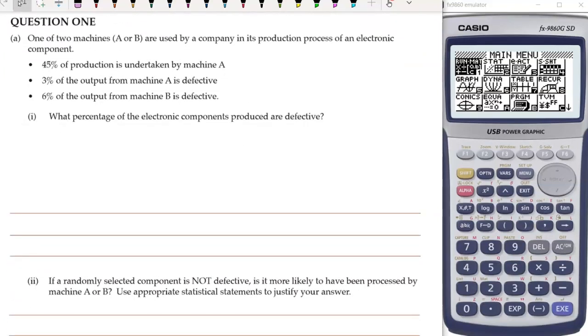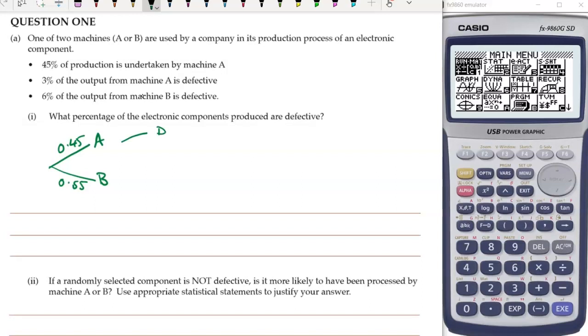We've got two machines, and production is being split by the machine. So 45% is done on machine A, and then machine B would be 55%. And then we've got the probability of the two different machines producing defective output. So we've got two things in a row, which sets us up for a tree diagram where we are either going with machine A or machine B. So we've got 0.45 goes to A and 0.55 to B.